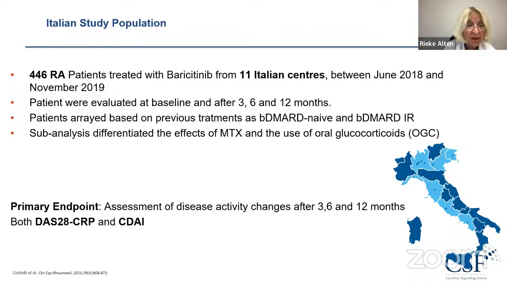So the Italian study population contained nearly 500 patients with rheumatoid arthritis treated with baricitinib in 11 Italian centers between June 2018 and November 2019. The patients were evaluated at baseline and after 3, 6, and 12 months. And the primary endpoint of this study was the assessment of disease activity changes after 3, 6, and 12 months with CRP and also CDAI.